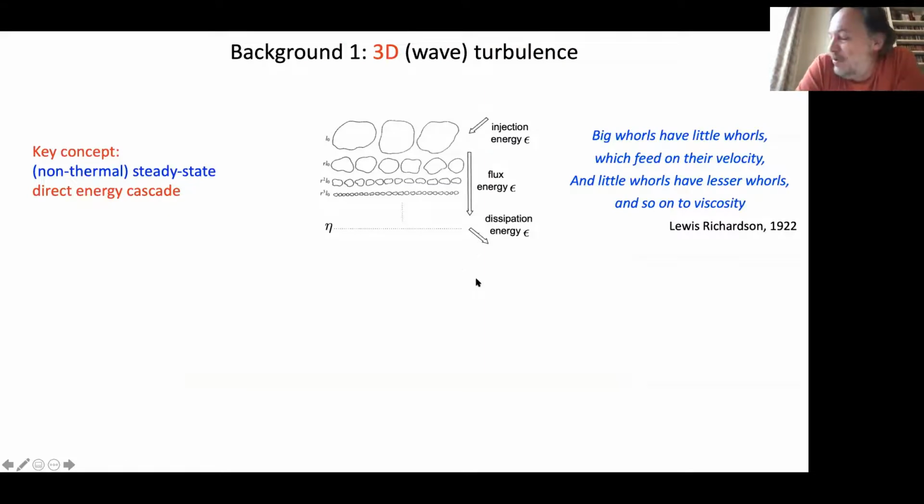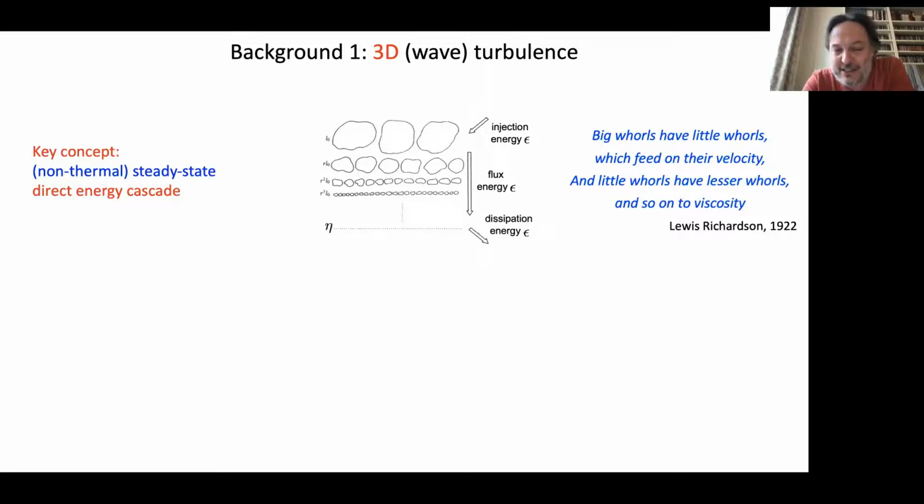So again, a bit of background here. I'm going to start in 3D, and about 100 years ago. By the time this paper comes out, it will be exactly 100 years. Well, hopefully it will come out in '22. So in turbulence generally, and starting in 3D, this is a non-thermal steady state, as most people here know.